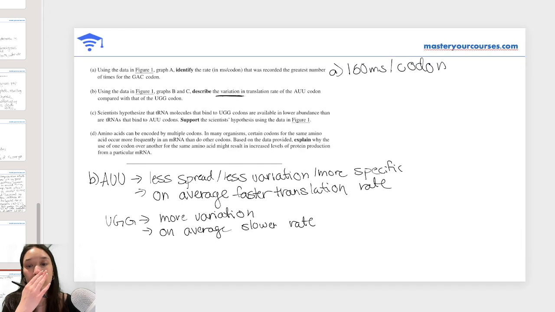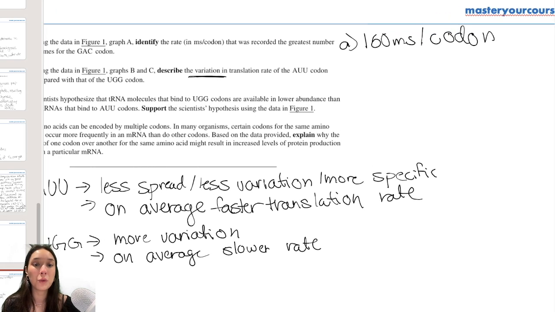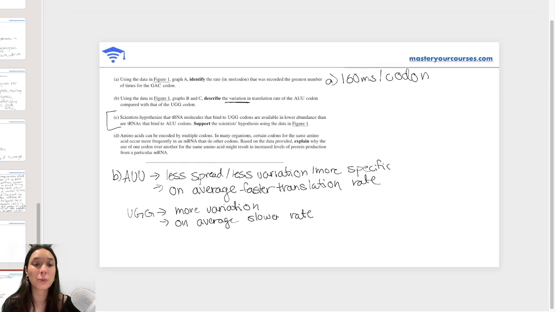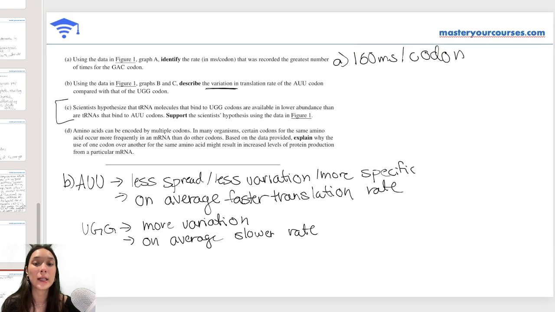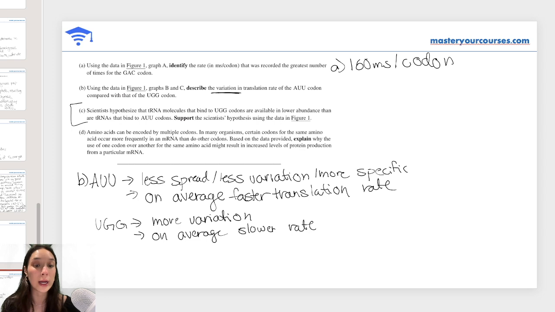You're really just reporting the values that you're getting. C is: scientists hypothesize that tRNA molecules that bind to UGG codons are available in lower abundance than tRNAs that bind to AUU codons. Support the scientists' hypothesis using the data in figure 1. Okay, so this is why I think B is more so referring to spread, because C is referring more so to rate. So, which one's faster and which one's slower.